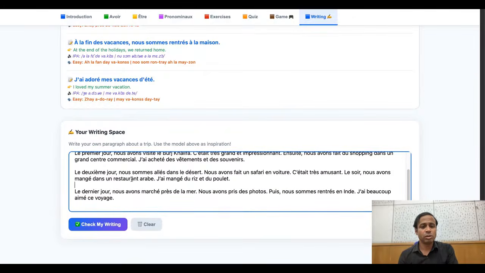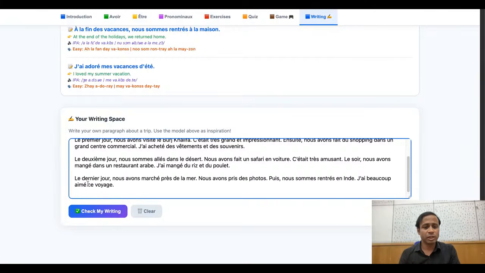Le deuxième jour, nous sommes allés dans le désert. Nous avons fait un safari en voiture. We did a safari and c'était très amusant. It was amusant, okay, and pleasant. And le soir, nous avons mangé dans un restaurant arabe. We ate in an Arab restaurant. J'ai mangé du riz et du poulet. I ate rice and chicken.